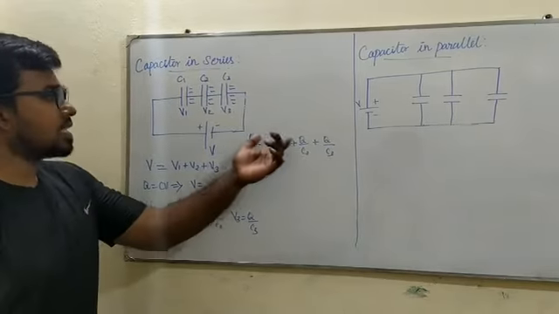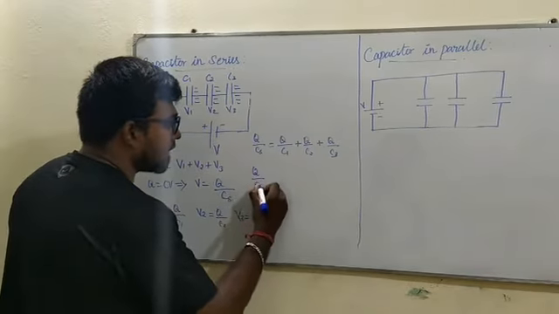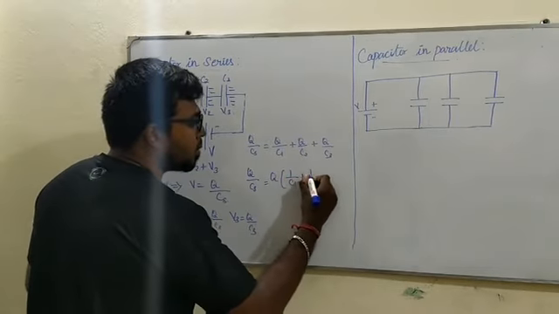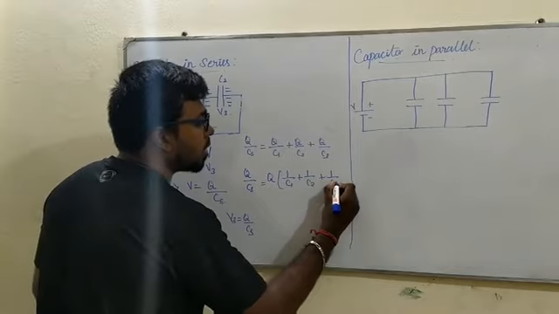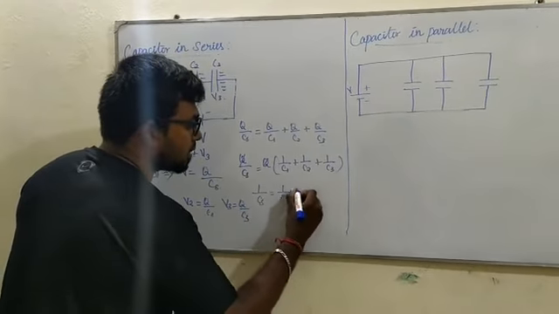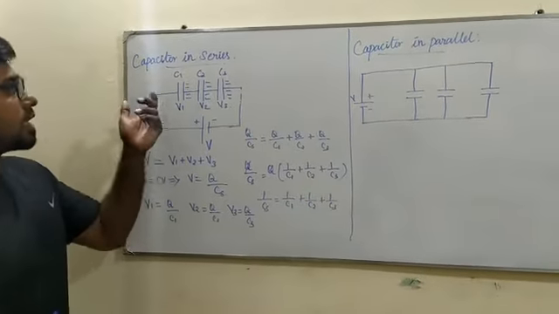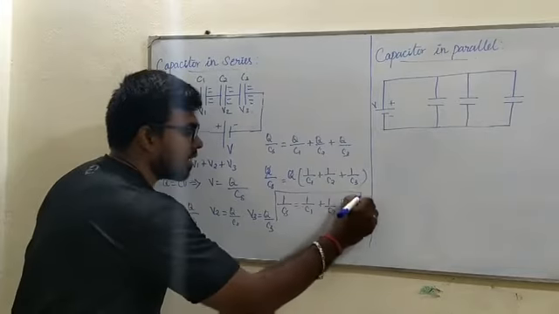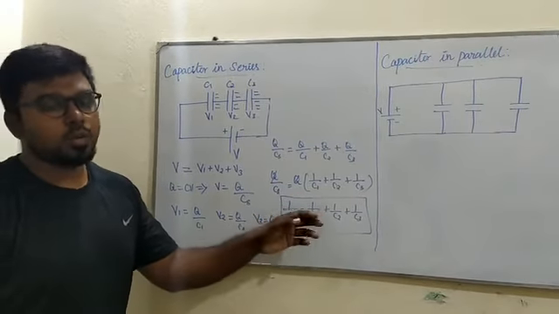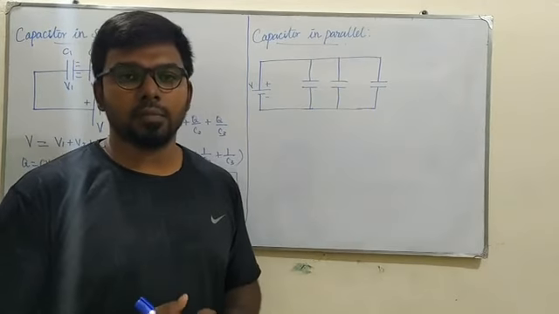As we know that the charge in all the capacitors is the same, taking the charge outside, Q by Cs is equal to Q into 1 by C1 plus 1 by C2 plus 1 by C3. So 1 by Cs is equal to 1 by C1 plus 1 by C2 plus 1 by C3. When the capacitors are connected in series, the inverse of the equivalent capacitance is equal to the sum of the inverses of the individual capacitances. Next is capacitors connected in parallel.